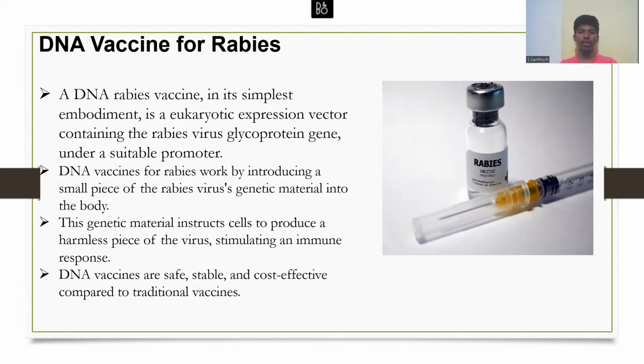The main use of these DNA vaccines for rabies is because they are advantageous to be stored and they can be injected in any way. Either you can give it as an injection or orally also, and then they also have a long-lasting effect. So these are the advantages for using a DNA vaccine in rabies.